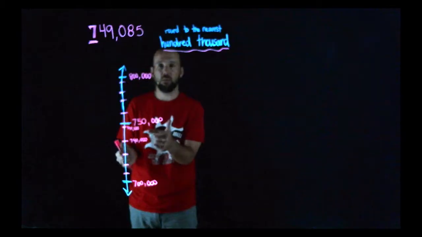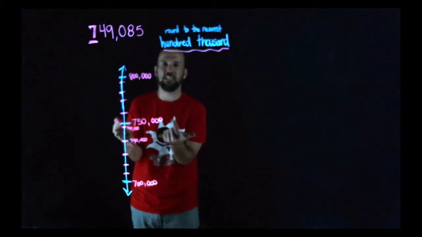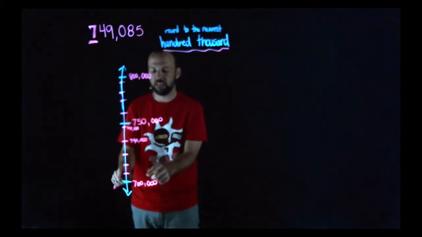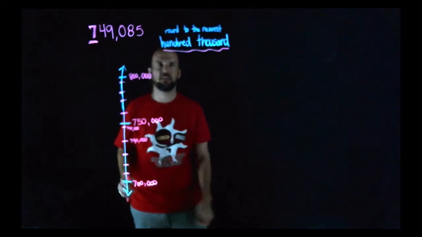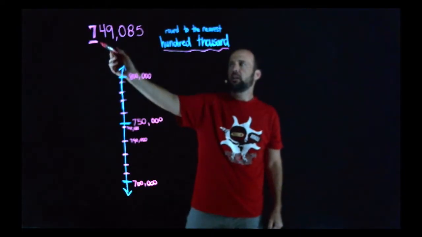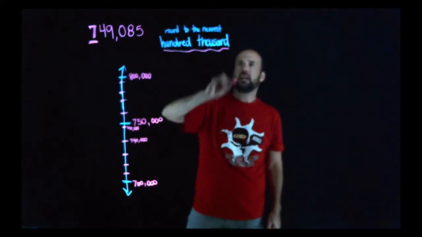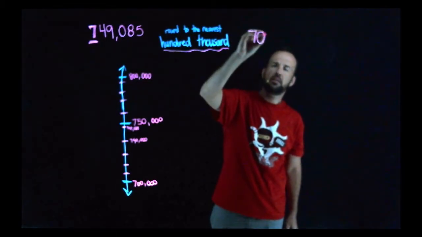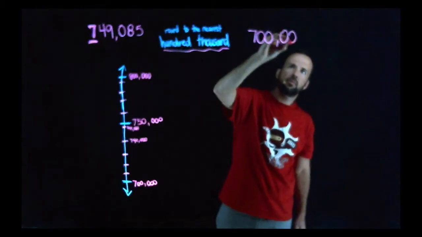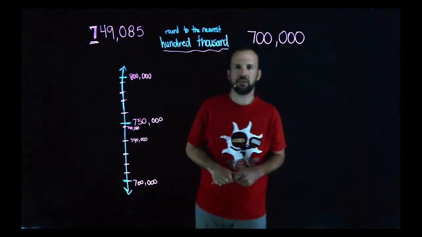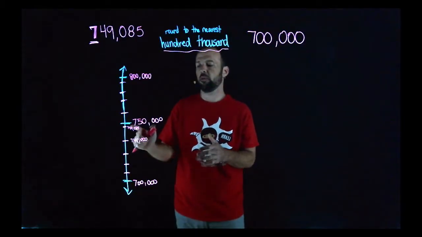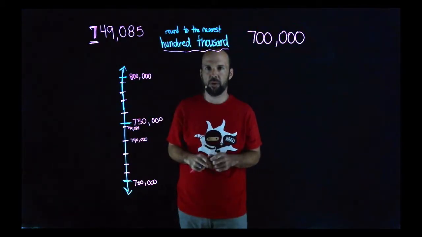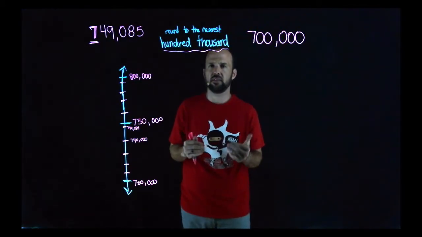That guy's like ran the whole marathon and he's like an inch away from the finish line, but he didn't finish, right? He didn't get there, so it doesn't count. I know it's sad. But we're going to round this guy down to our 700,000. So 749,085 rounded to the nearest 100,000 is going to be 700,000. That's a tough one, but we made it through. Even as close as he was, we're still going to round him down because he wasn't at or above that halfway point. So hopefully this is starting to click and make sense.